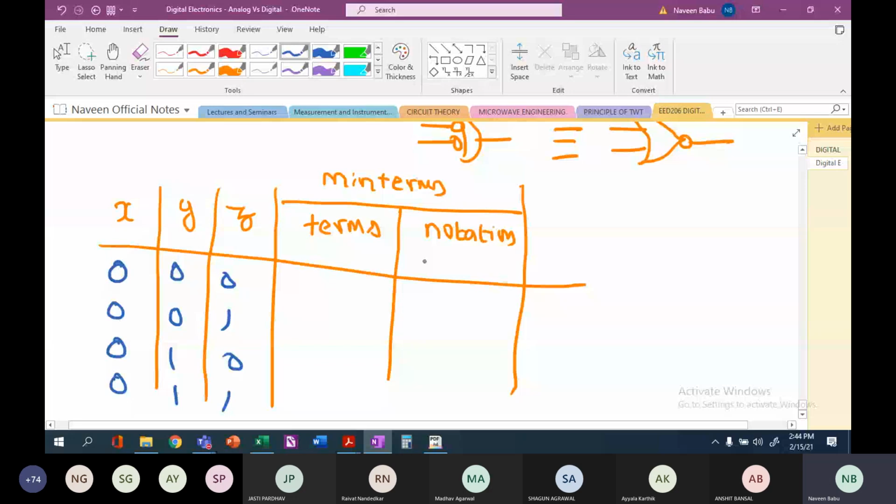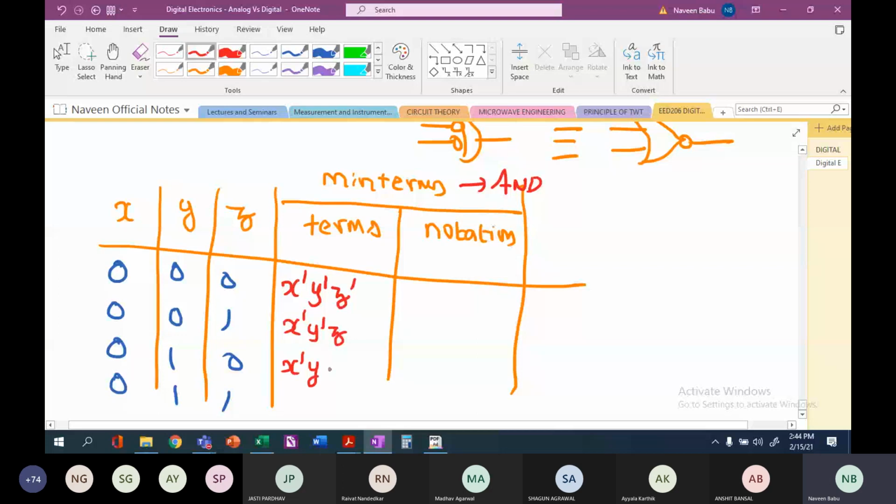And how do you write the min terms? 0 corresponds to complemented. So the min term that I will write is x bar, y bar, and z bar. Please note, min terms are logical AND terms. This is the min term. And how do I write the second min term? It is x bar, y bar, z.